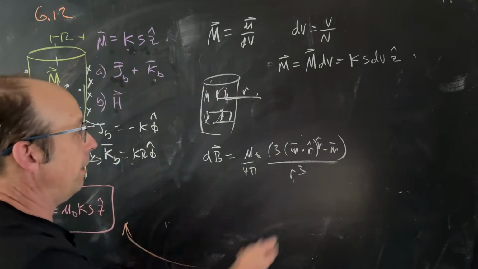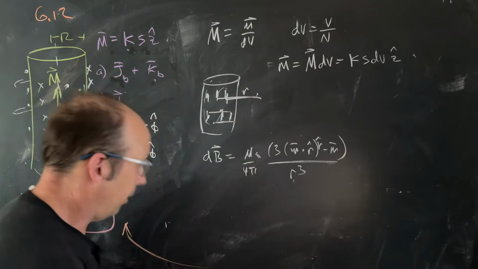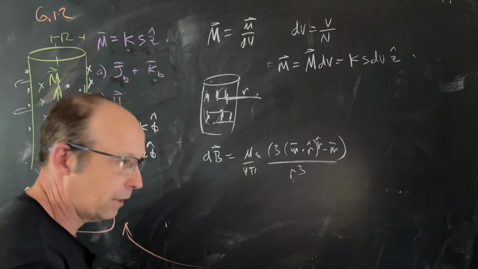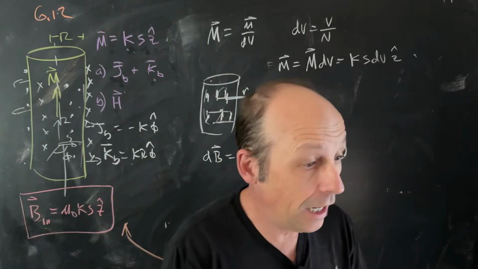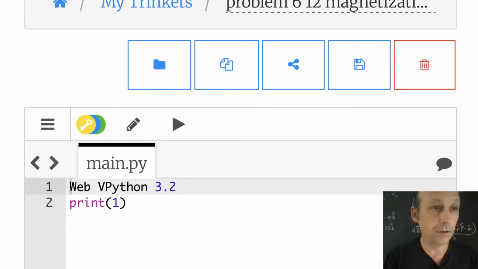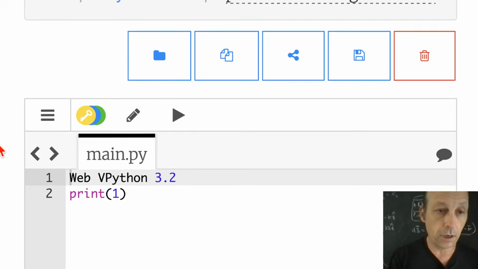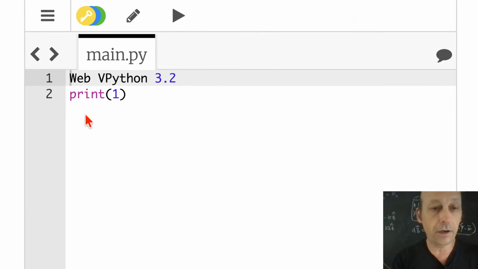And then we can calculate the magnetic field inside and see if we get the same thing as what we have over here. Let's just jump into it. Okay? No point wasting time when we could just jump into it. And so we're going to jump into it. And here we are in VPython. And I already have it started.